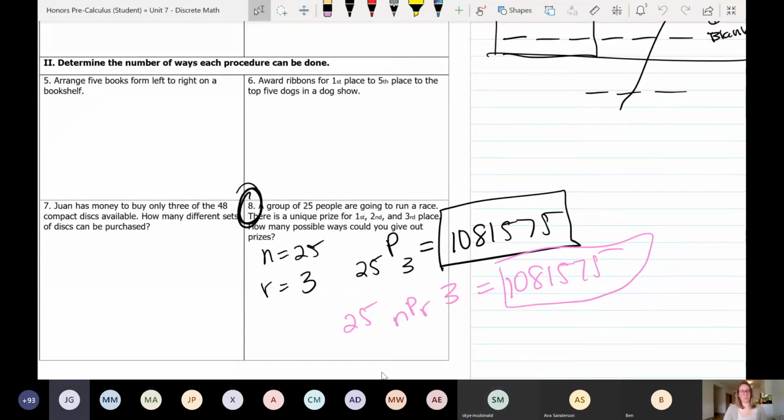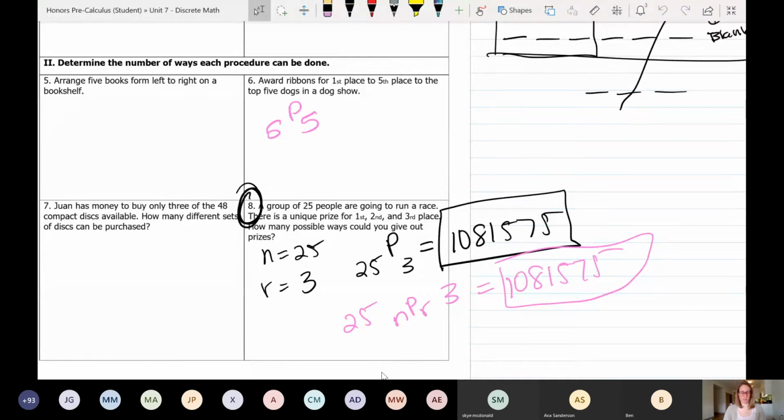Award ribbons for first place to 5th place to the top 5 dogs in a dog show. Yeah, it would just be 5P5, because I'm assuming it doesn't say that there are more than 5 dogs. So I would do 5P5 because you're giving prizes to the top 5.